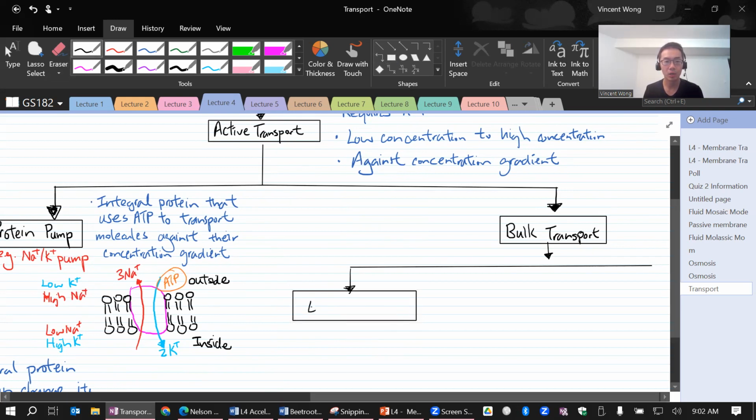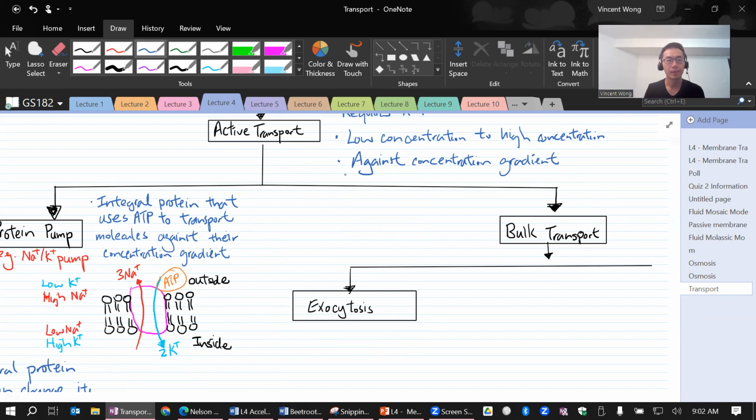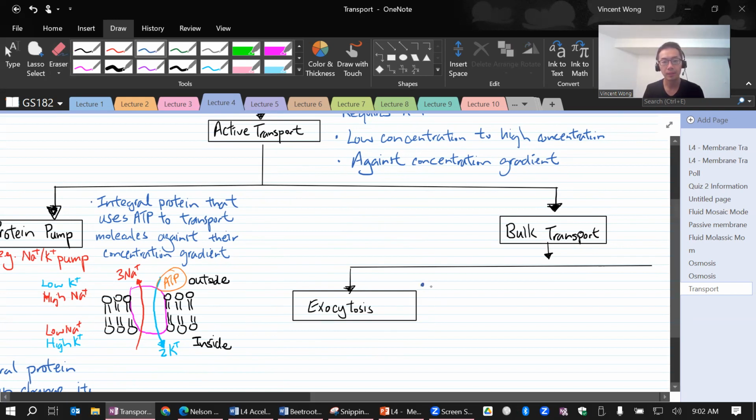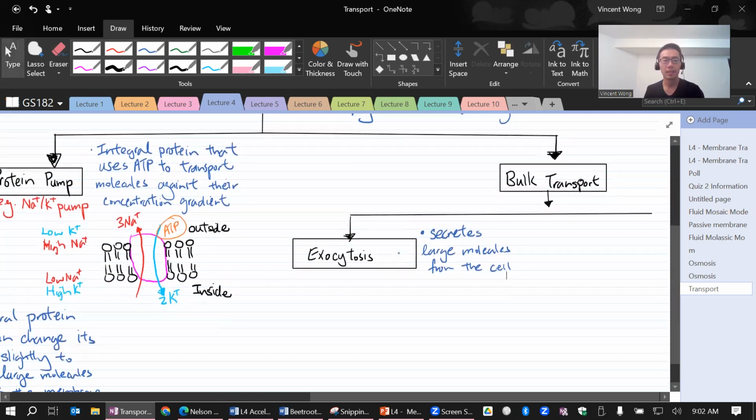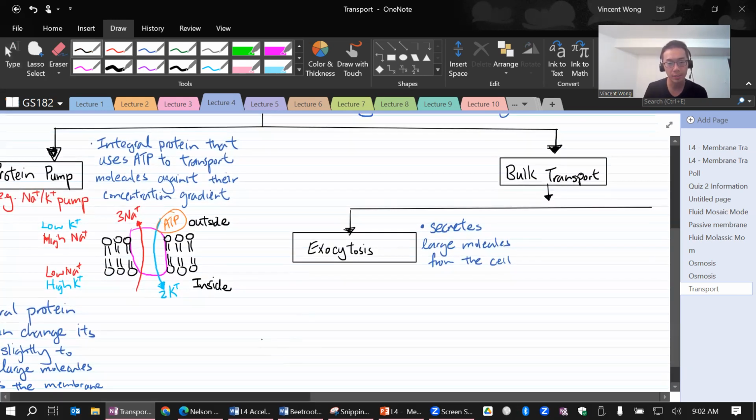So this is called exocytosis. Secretes large molecules from the cell. Okay. I will try to draw a series of pictures to help you understand this. Don't draw this yet, just watch and see if you understand it first.